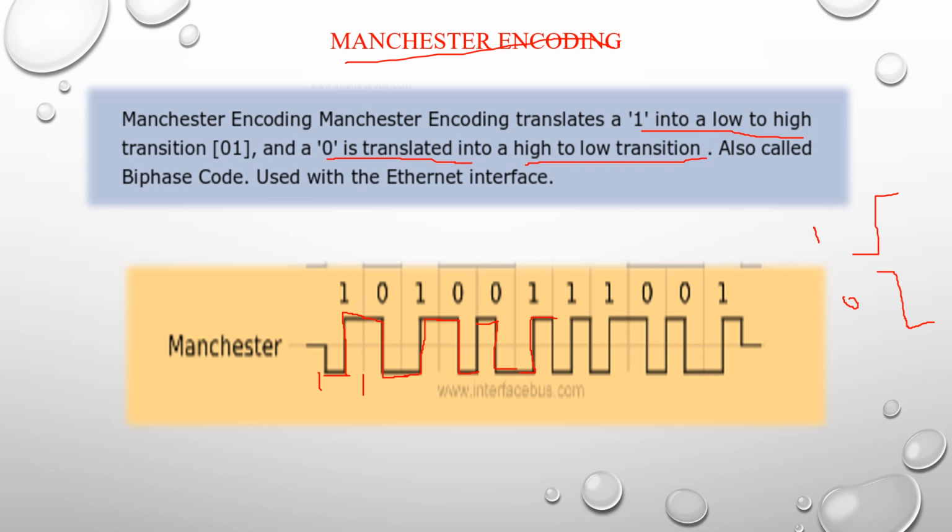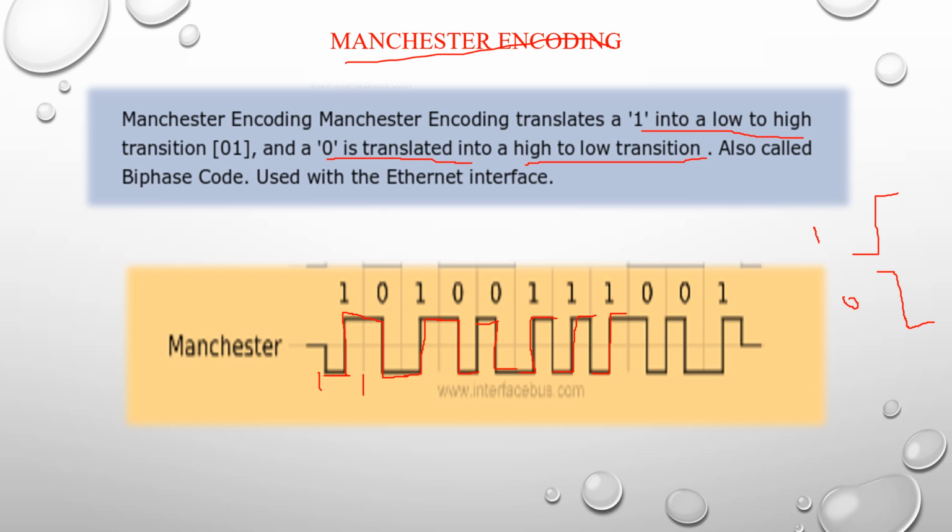So similarly the next bit is 1, so half of the bit duration is negative voltage level and another half is positive voltage level, and the next bit is 1, half of the bit duration is negative voltage level and another half is positive voltage level. The next bits are 0, 0.